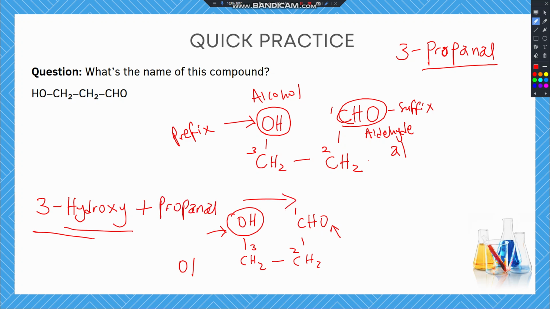So we have 3-hydroxy plus the base name, which is propanal. So all together now we have the name 3-hydroxypropanal. That's the name of this compound over here.